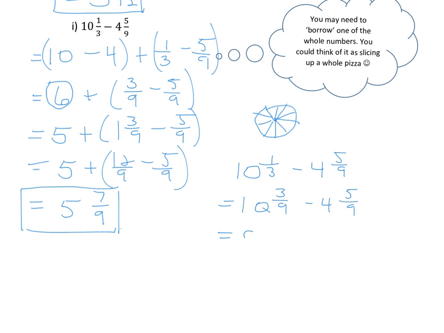So I'm going to have 9, and that one is going to become 9. So I'm going to have 9 12/9 minus 4 5/9. 12 minus 5 gives me 7/9, and 9 minus 4 gives me 5. Okay, so some of you may find that's just a little bit more straightforward than separating out the whole number portions. And that's the end of this lesson.